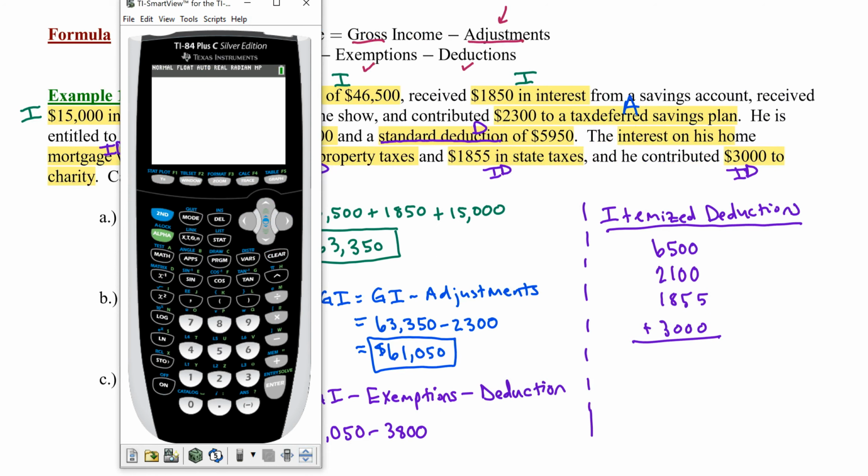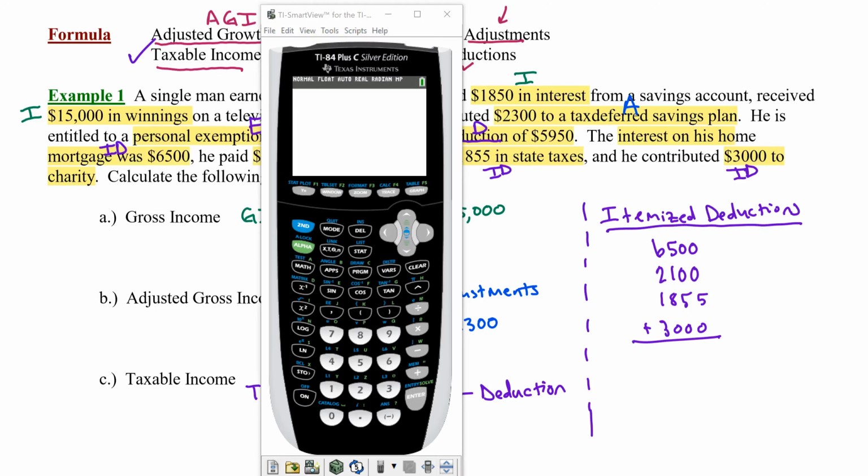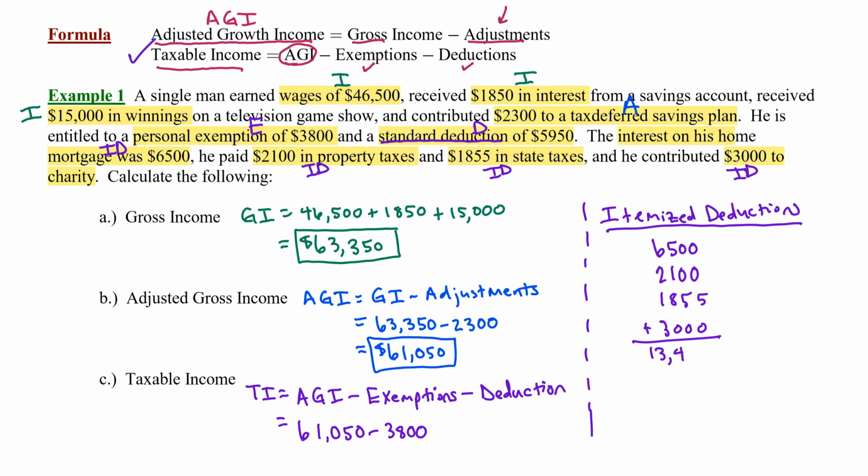All right, so we're going to add $6,500 plus $2,100 plus $1,855 and $3,000. So his itemized deductions total $13,455. If we compare that to the standard deduction, the standard deduction was $5,950.